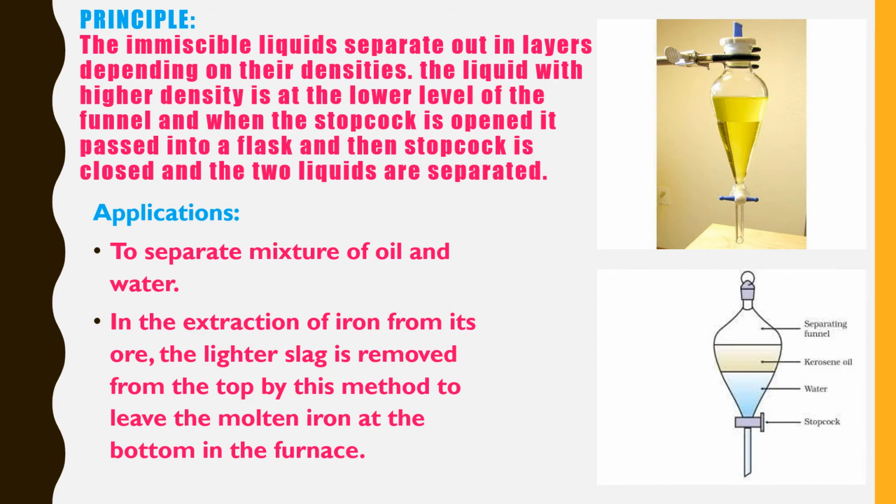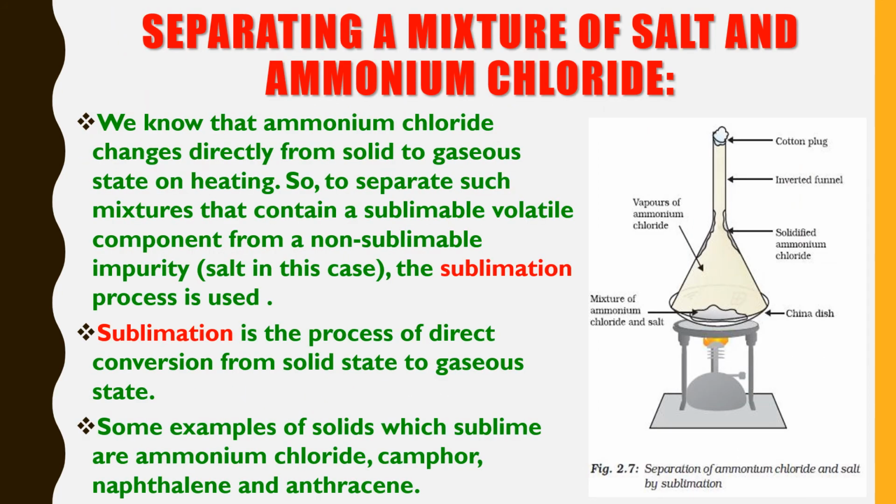So let us discuss another one. So the next process is sublimation, meaning separating a mixture of salt and ammonium chloride. How are we able to separate both of them? So we know that ammonium chloride changes directly from solid to gaseous state on heating. Why so? Because we know that ammonium chloride is a sublimable substance.